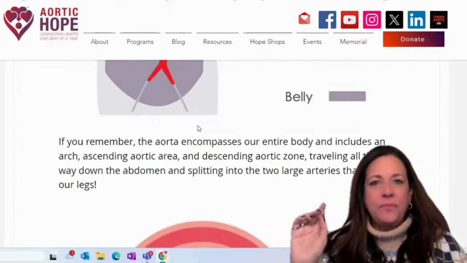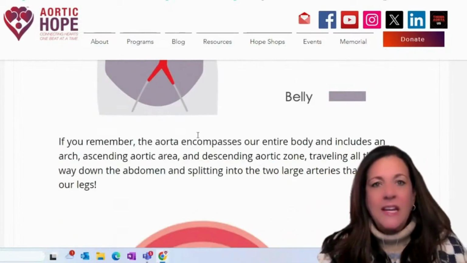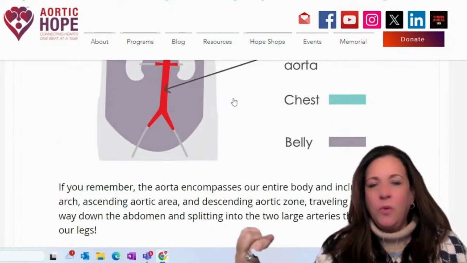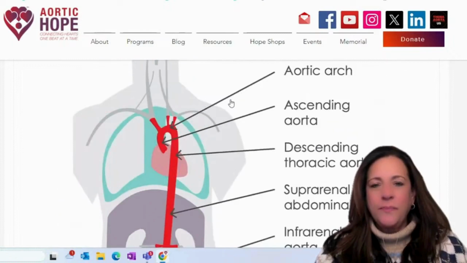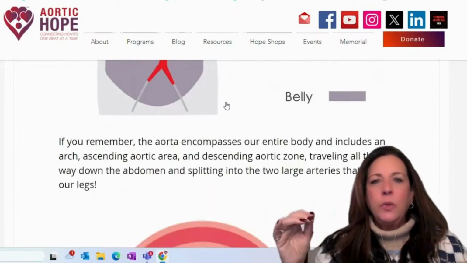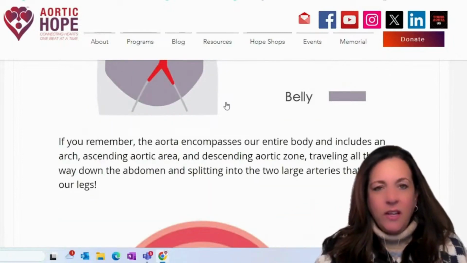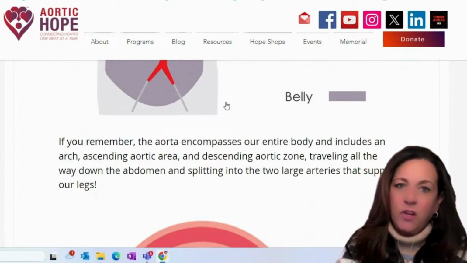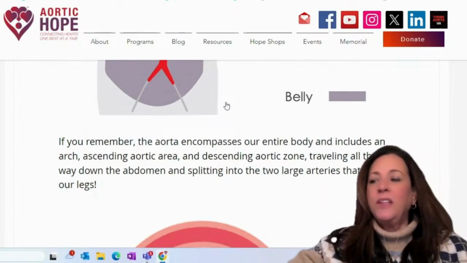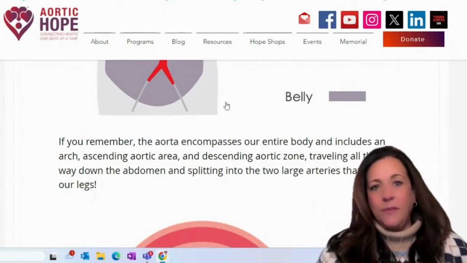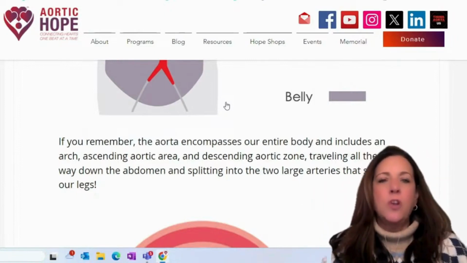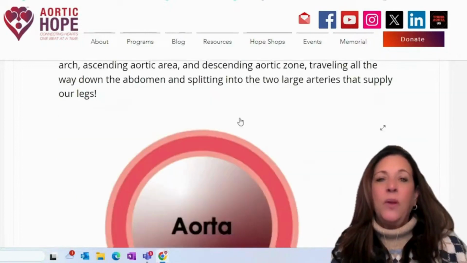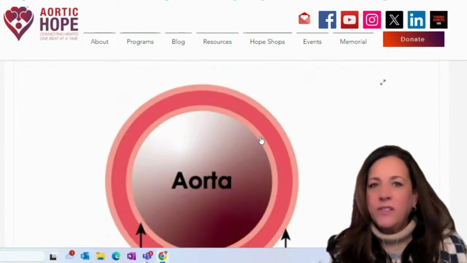All right, so if you remember, the aorta encompasses our entire body and includes an arch, as we showed before. We've got the arch. And it includes the ascending aortic area that comes up out of the heart, and the descending aortic zone, that's anything after the arch heading down, traveling all the way down the abdomen and splitting into the two large arteries that supply our legs. Those are the femoral arteries. Okay, let's take a look at the cool cross section here of the aorta.